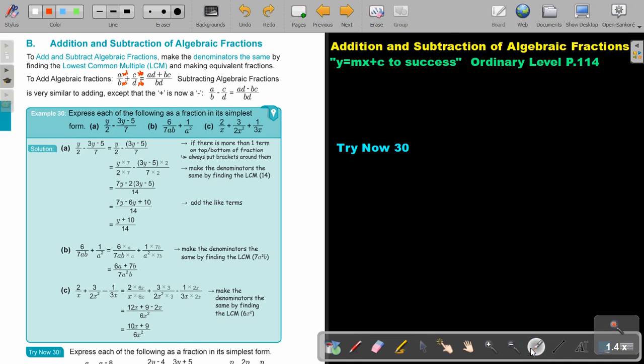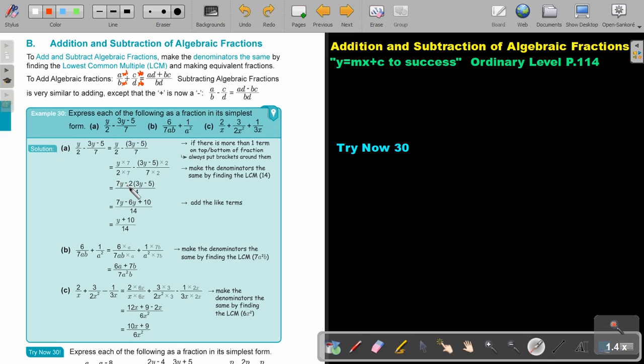Now, let's look. Express each of the following as a fraction in its simplest form. Now, if you look at this one, what is the LCM? That will be 14. So with what am I going to multiply? 14 divided by 2 is 7, so I multiply 7. 14 divided by 7 is 2, I multiply 2. And then I just write that as the top. And then I simplify it.